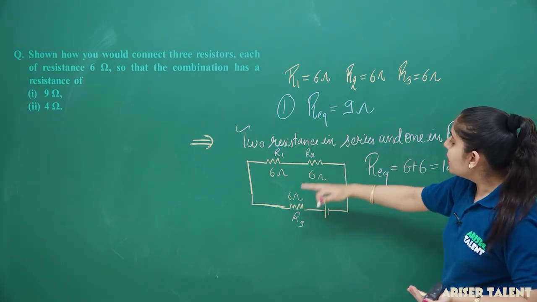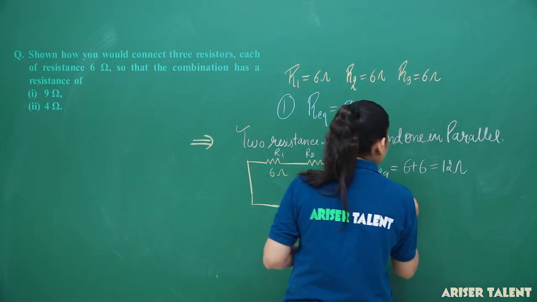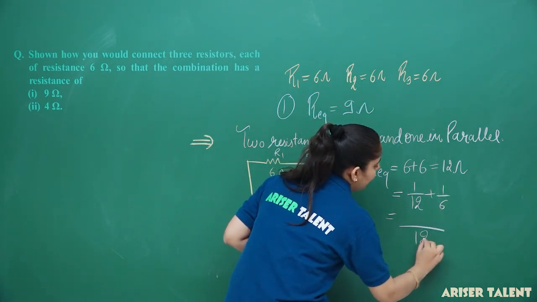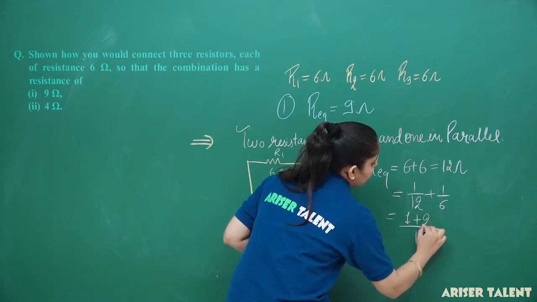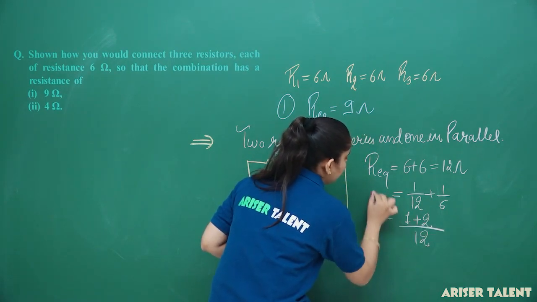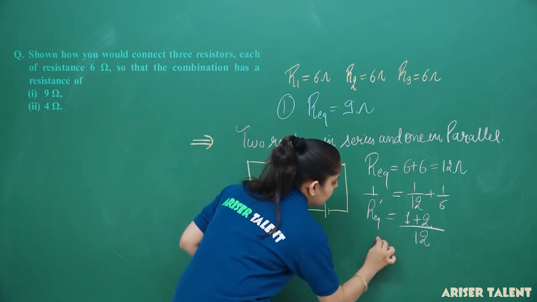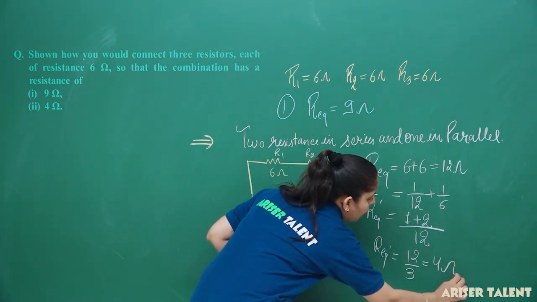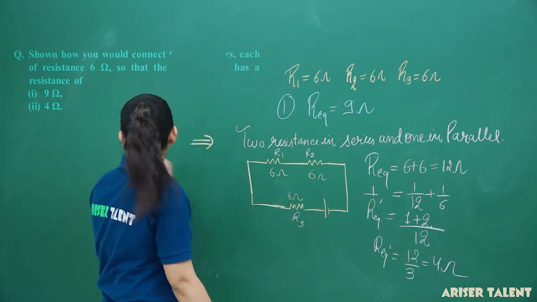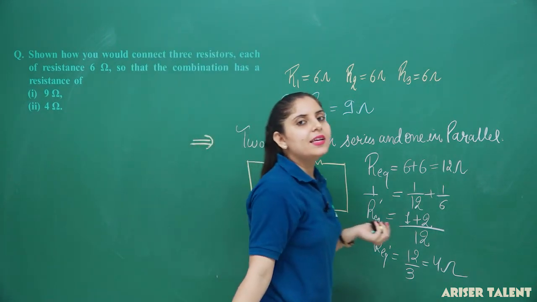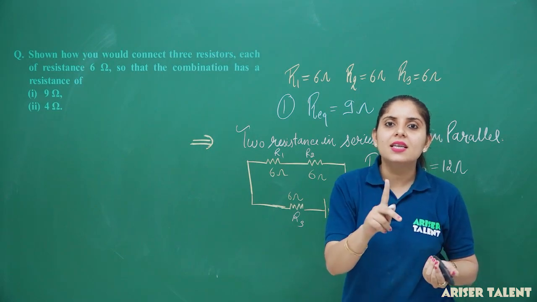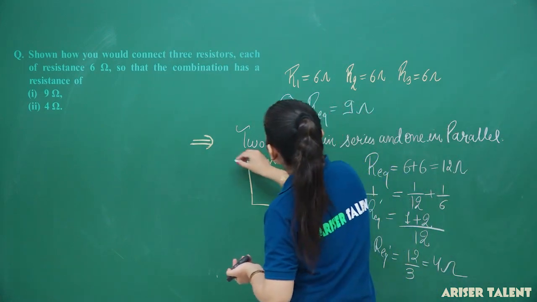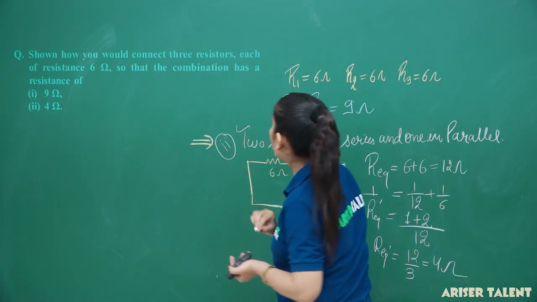Now, this part is in parallel with this part. So, the R equivalent came out to be 1 upon 12 plus 1 upon 6. This is equal to 1 plus 2 over 12. So, this is our R equivalent dash. The R equivalent dash came out to be 12 upon 3, that is equal to 4 ohm. So, you are getting 4 ohm here. 4 ohm resistance will come out only when you connect 2 resistances in series and 1 in parallel. So, this must be our solution of the second part, where we are getting 4 ohm.